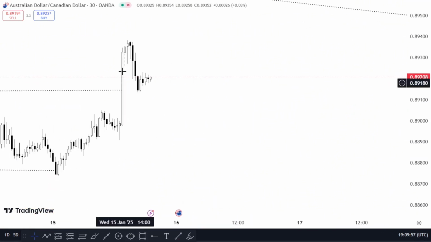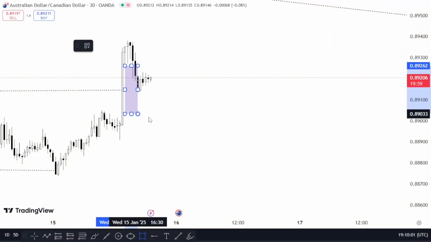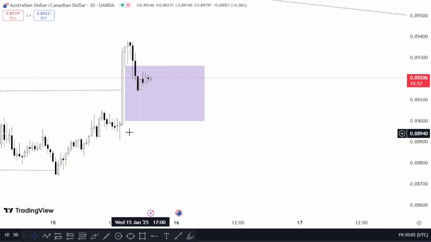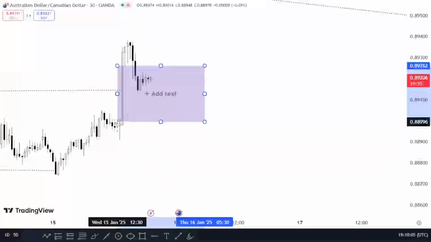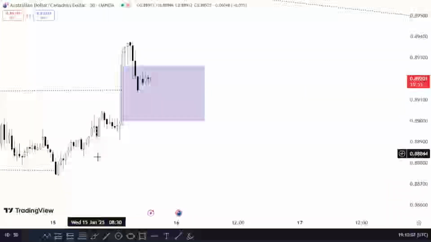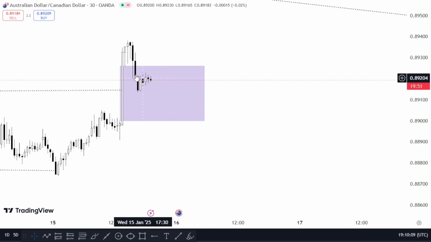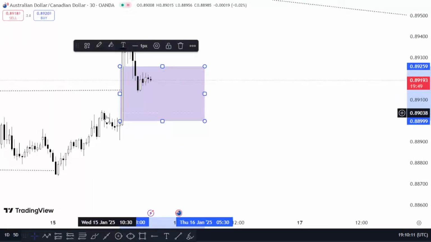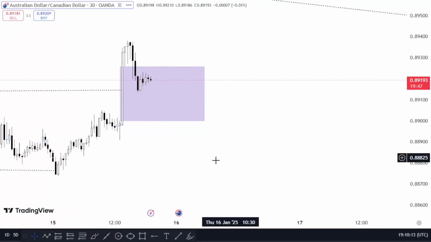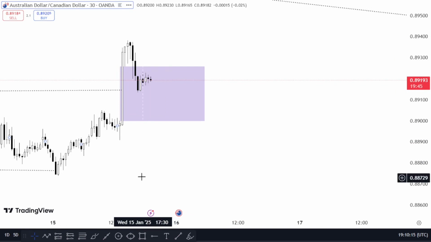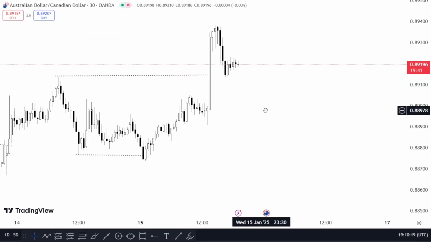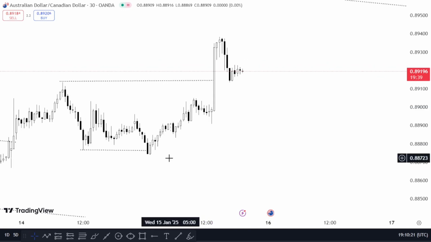We have our institutional candle, which you can see has that fair value gap. If you go to the higher time frame, you still see this fair value gap. So the market is actually trying to fill this imbalance, which makes this a very high probability trade.